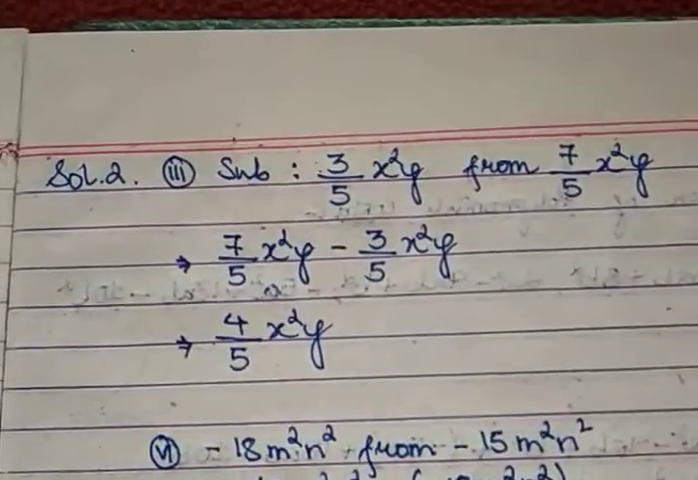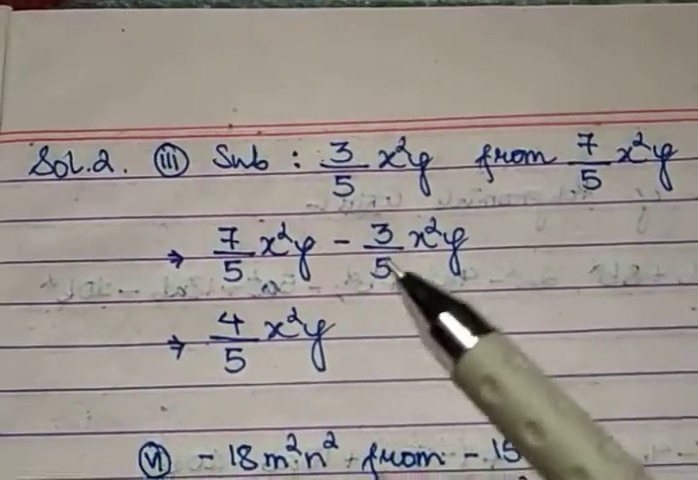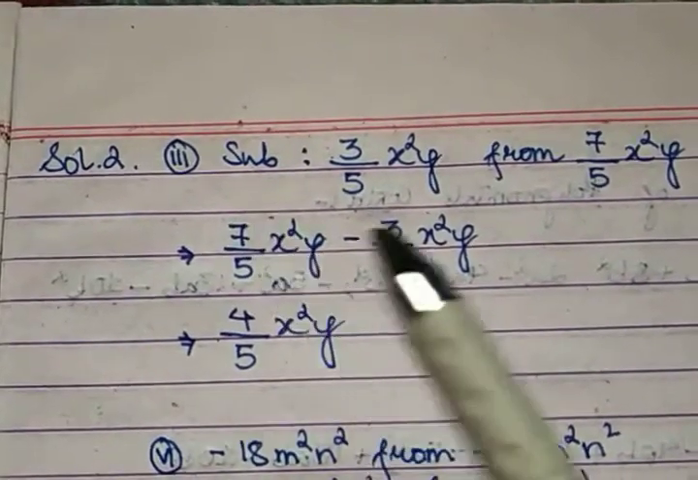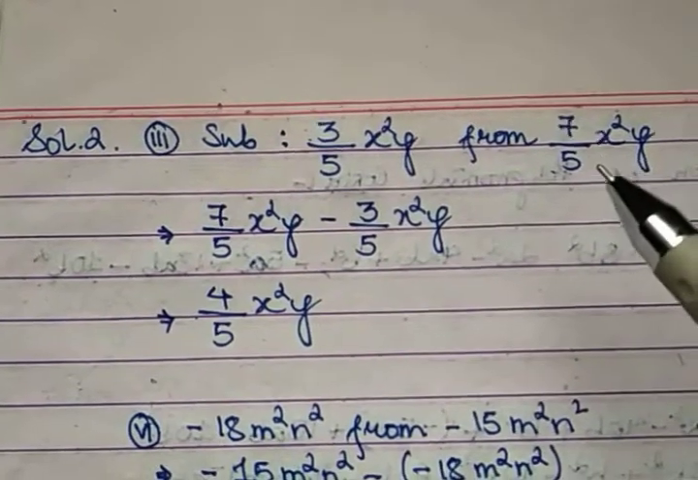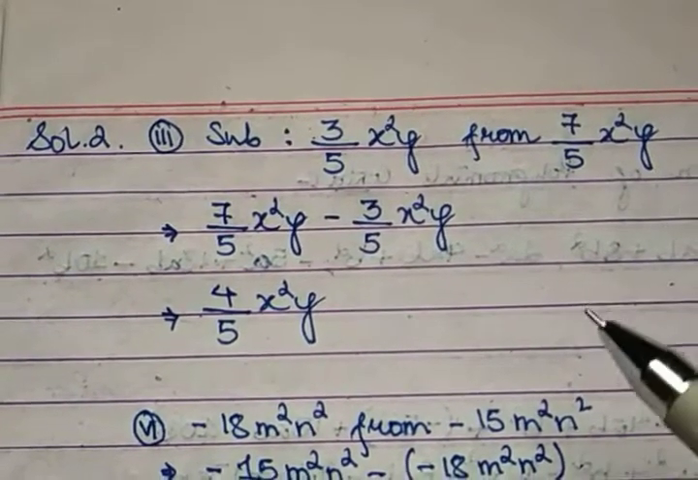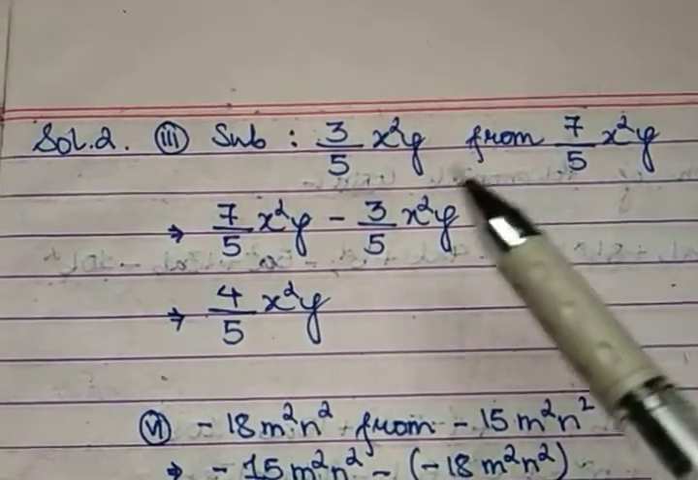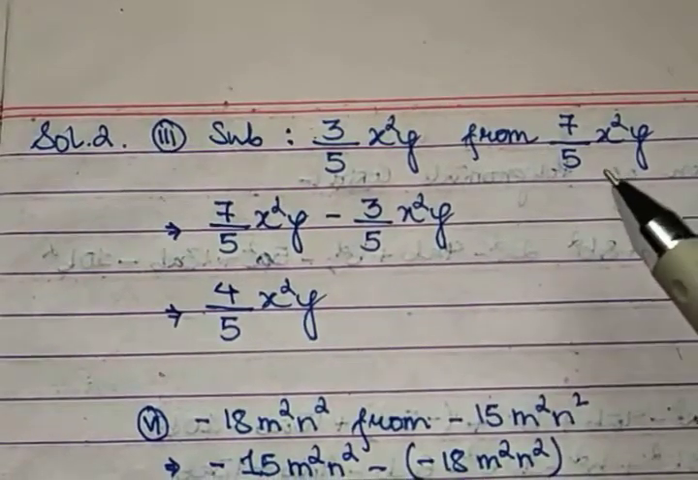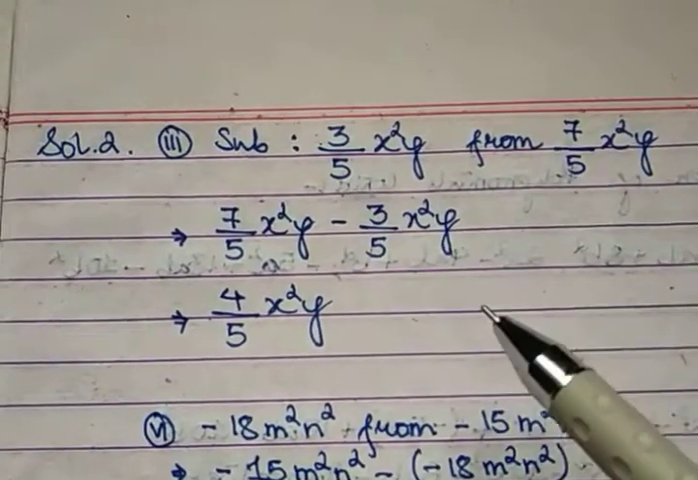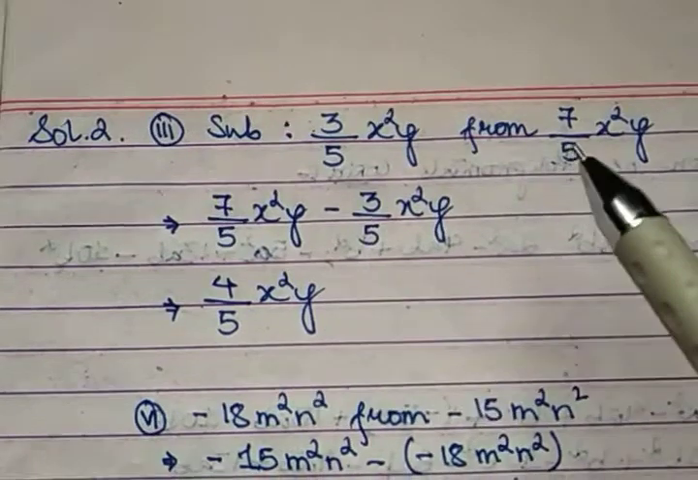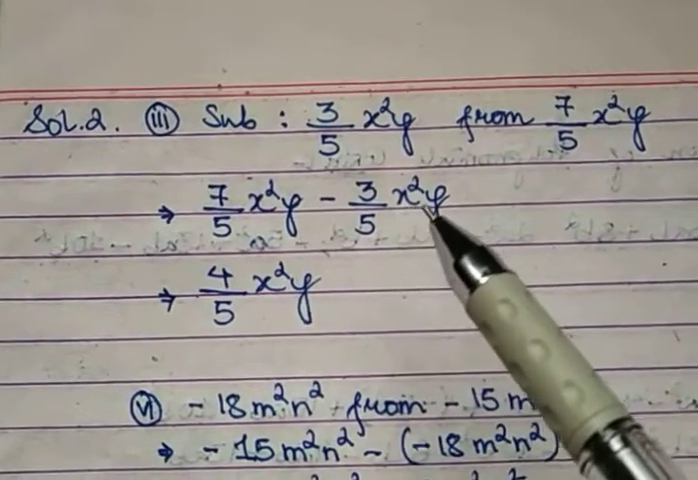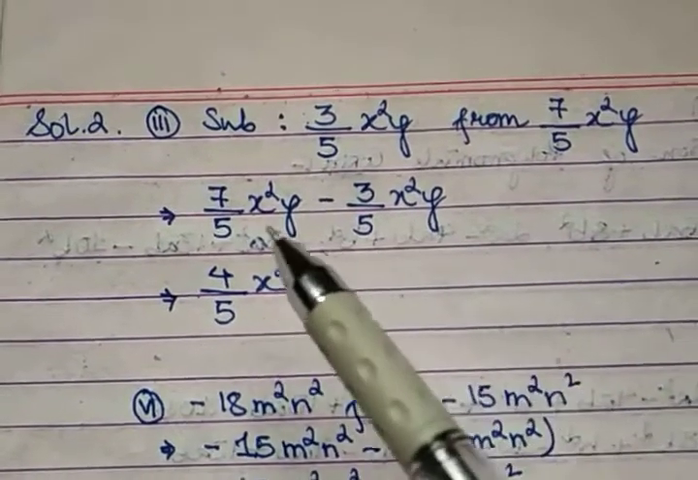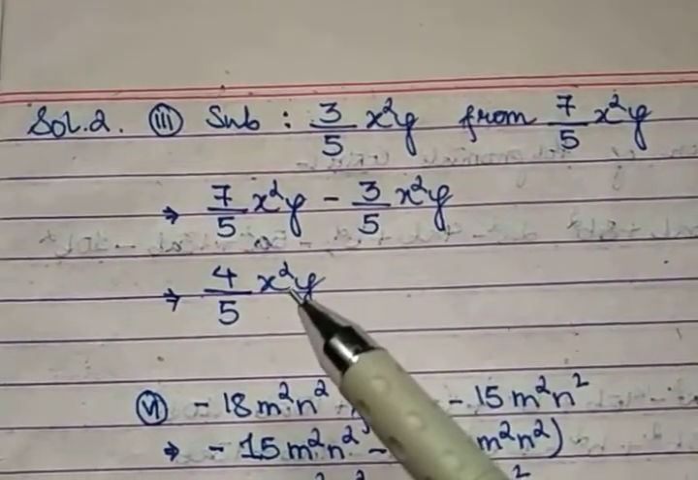And yes, a few sums for subtraction as well. For question number 2, we have 3 by 5 x square y from 7 by 5 x square y. So in case of subtraction, as soon as the term "from" comes, we know that the second term comes first and the first term goes second, isn't it? So the same thing happened here. See, I have placed the second term first: 7 by 5 x square y minus 3 by 5 x square y.